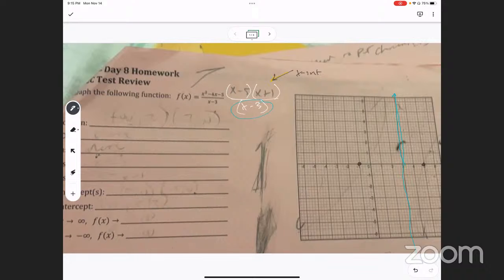Got it? You're going to have a slant asymptote because it's top heavy, because the degree on top is more than the bottom. So you're going to do long division. Have you done this yet? x squared minus 4x minus 5. You do long division. That's how you find your slant asymptote. So long division gives you your slant asymptote.